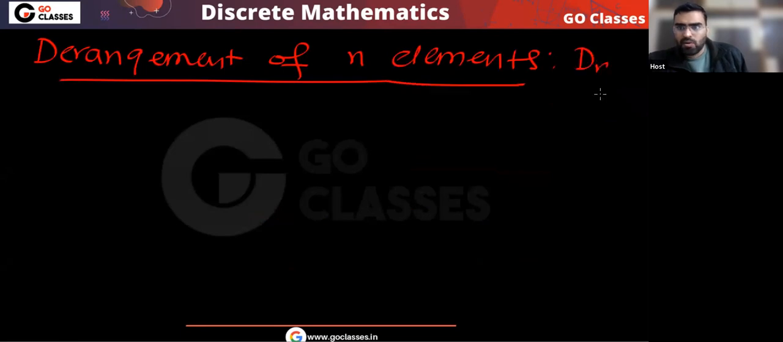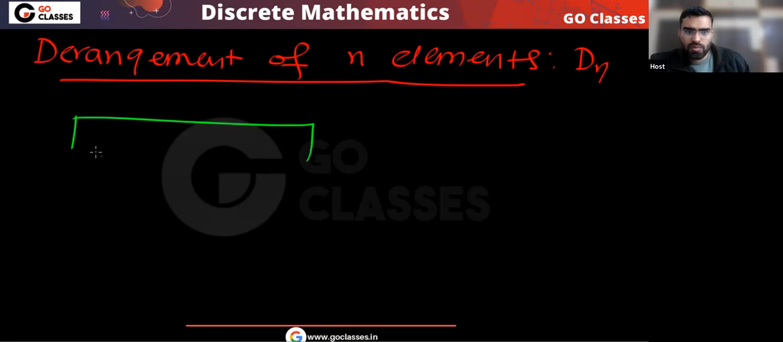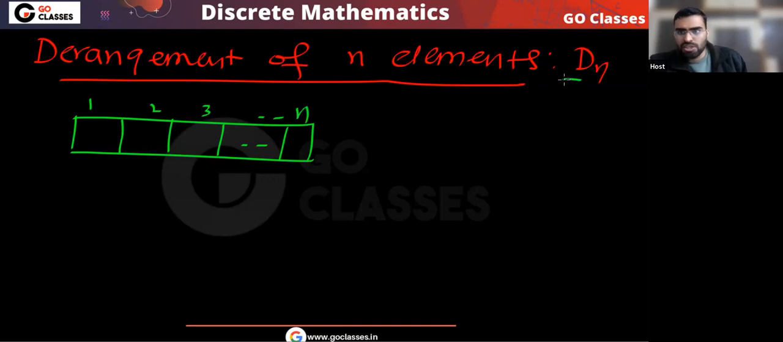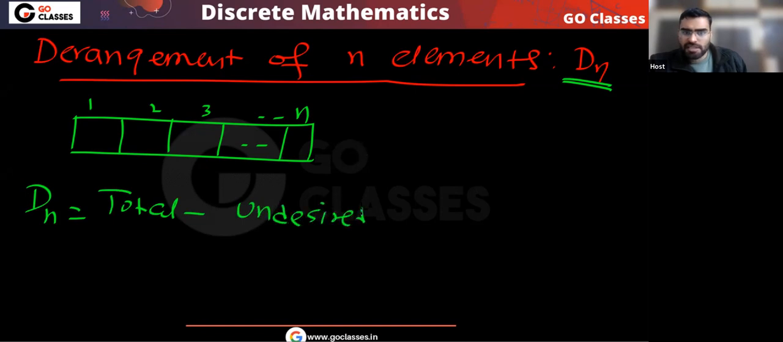Even if you don't know the formula, you can very easily check it out. The formula is very simple, because what is Dn? You have total n elements: 1, 2, 3 and so on. Dn means total permutations minus undesired cases. Yes or no? Total minus undesired cases.